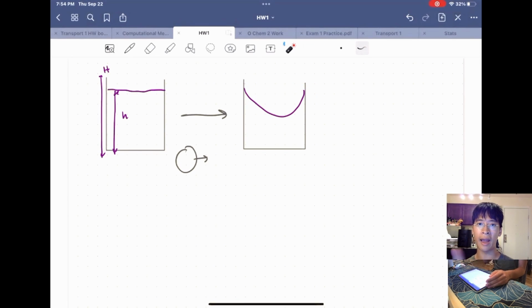So the question is, how fast can I spin this beaker before the liquid starts flying out all over the place? So let's start doing that.